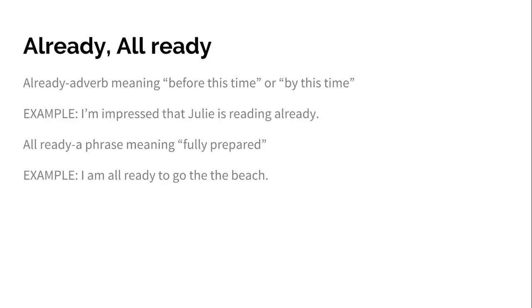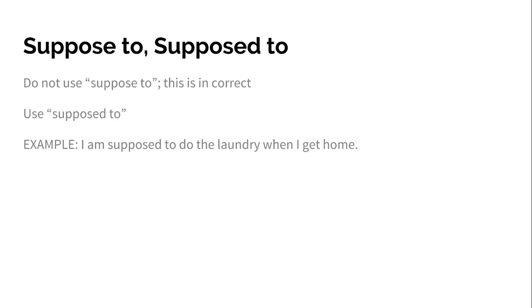Already, and all ready, two separate words. Already as one word is an adverb meaning before this time or by this time. For example, I'm impressed that Julie is reading already, one word. All ready as two words is a phrase meaning fully prepared. I am all ready, two words, to go to the beach.